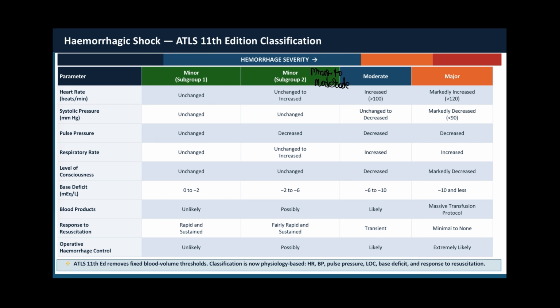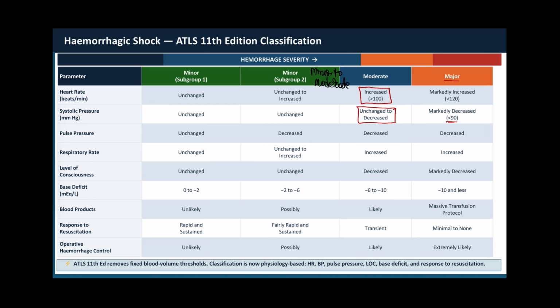Here in minor subgroup 2, the heart rate is unchanged to increased, whereas in moderate it would be increased, more than or equal to 100. In major it would be increased, more than or equal to 120. Okay, systolic blood pressure would be unchanged in the minor one, unchanged to decreased in moderate, and markedly decreased, that is less than 90 mmHg, in case of major hemorrhagic shock.